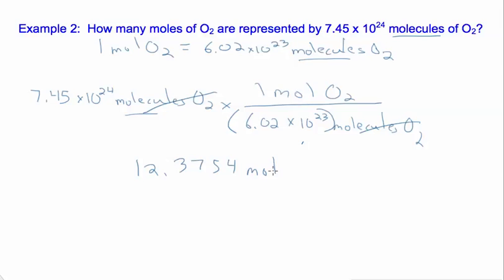Let's look at significant figures. We have 3 and 3, so we need to round our answer to have 3. So 12.4 moles of O2.